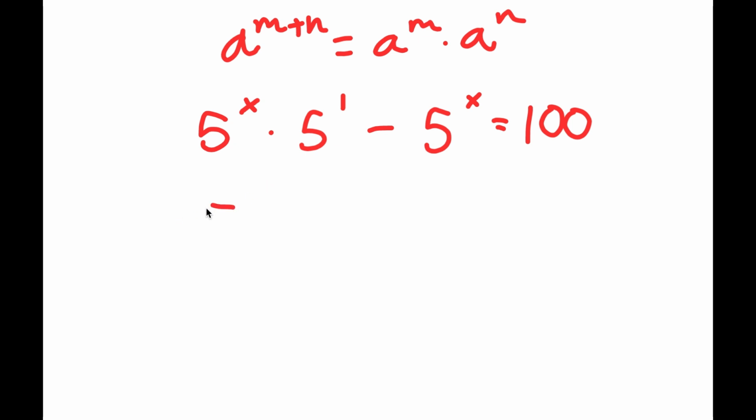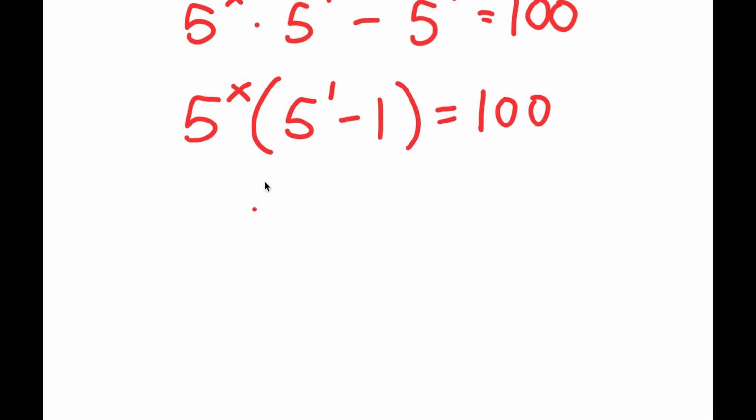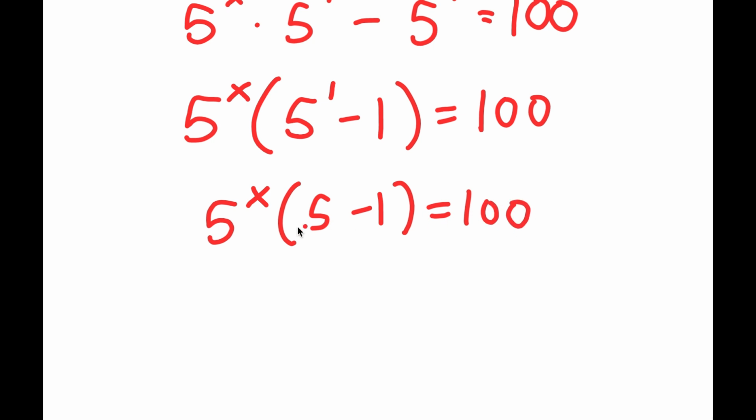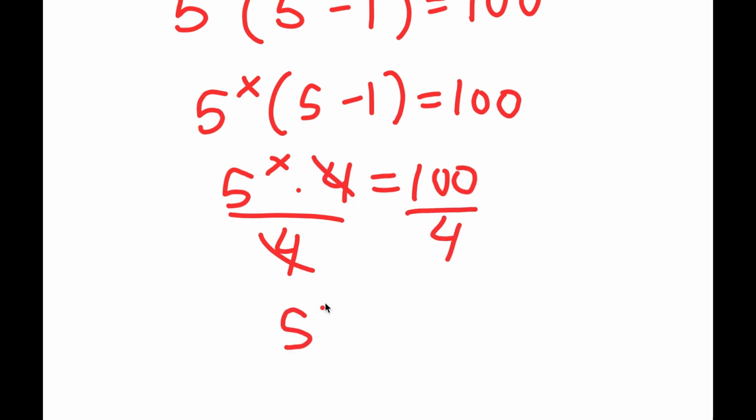I'm going to factor out 5 to the power of x. So I get 5 to the power of x times 5 to the power of 1 minus 1 is equal to 100. And now 5 to the power of 1 is the same thing as 5, so I have 5 to the power of x times 5 minus 1 is equal to 100. And 5 minus 1 is 4, so I have 5 to the power of x times 4 is equal to 100. Now we want to isolate 5 to the power of x, so I'm going to divide both sides by 4. So I can have 5 to the power of x is equal to 25.